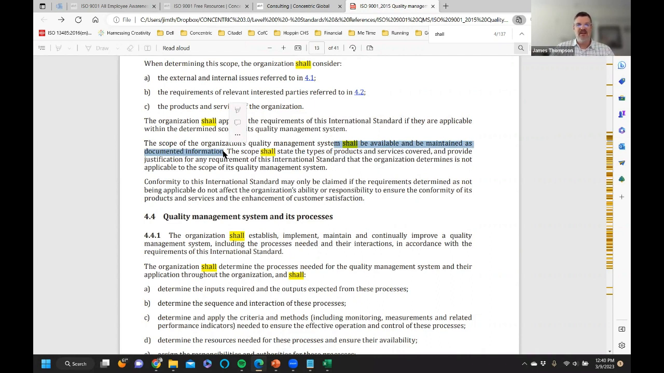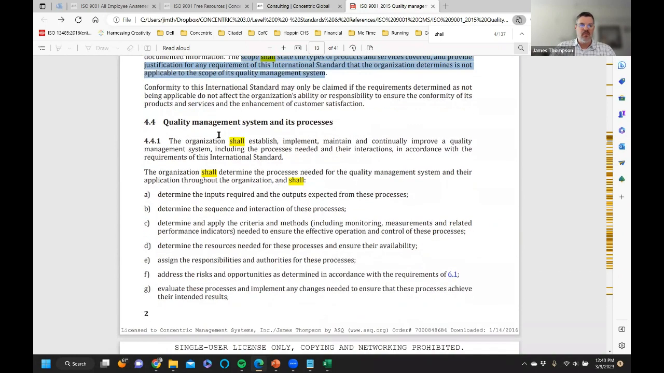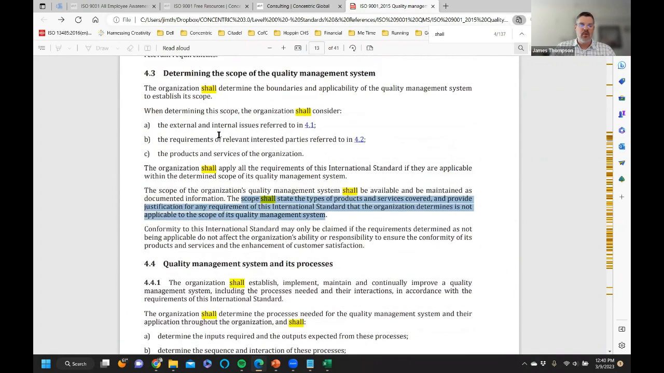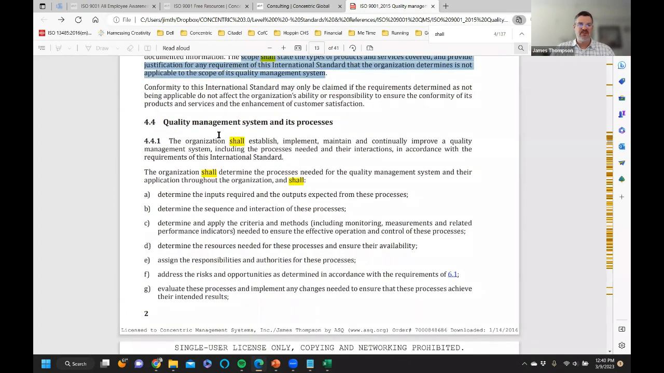Basically, this is something that needs to be written somewhere that others can review. And this scope shall state the types of products and services covered and provide justification for any requirement in the standard that does not apply to your scope. Okay, so that's for 4.3. We get into 4.4, which is what are all of your QMS processes?